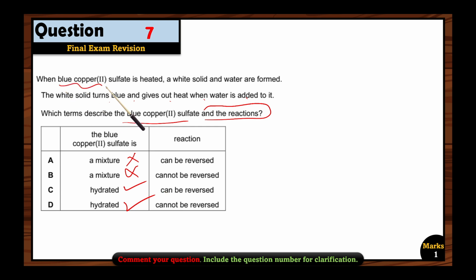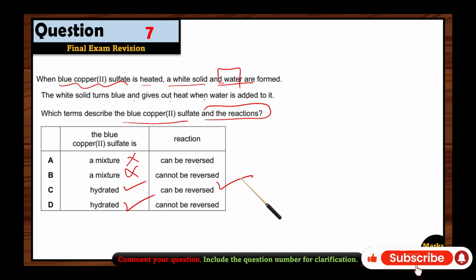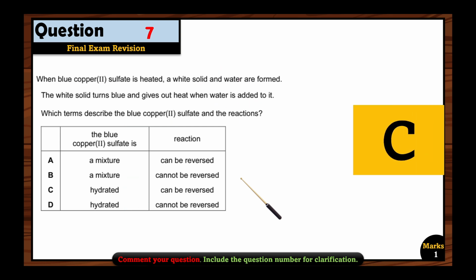So the blue copper sulfate, when it is heated, a white solid and water are formed. It means it was hydrated, and now the water is removed. So this was actually a hydrated one. What about the reaction? Out of these, can it be reversed or not? Yes, it can be reversed, because when you heat it, you get back the anhydrous one, and when you add water, you get back the blue copper sulfate. So the reaction can be reversed. So option C is the right option.